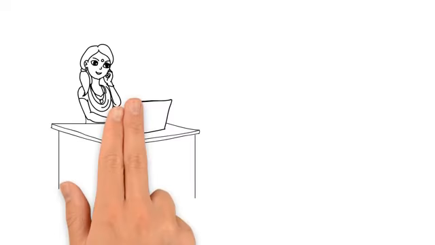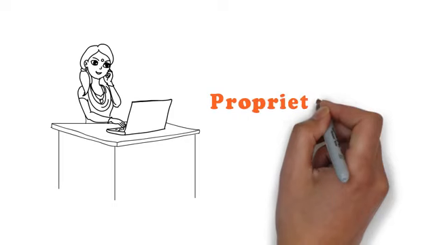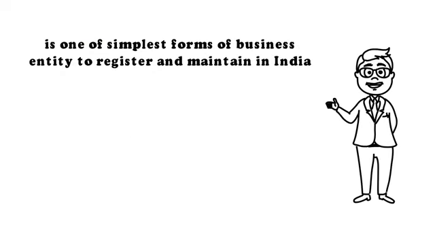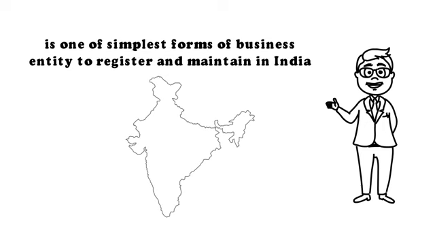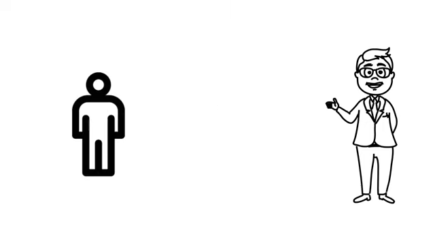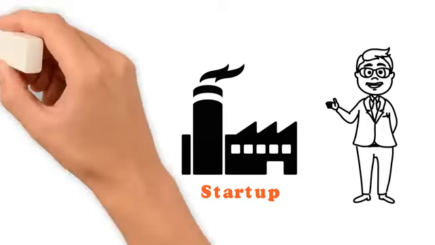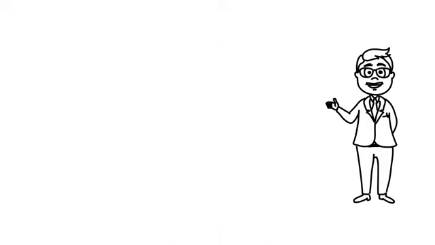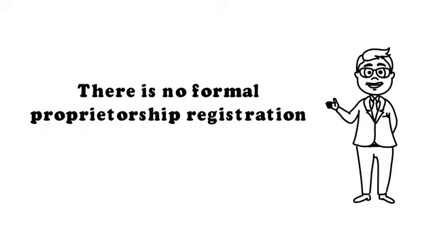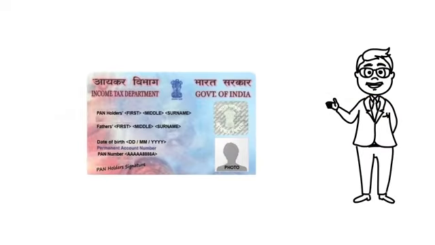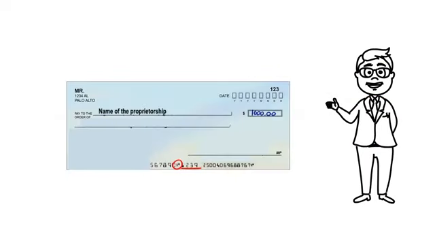1. Proprietorship is one of the simplest forms of business entity to register and maintain in India. A startup with a single owner on a small scale might choose this type of business. There is no formal proprietorship registration. To start a proprietorship, only a PAN number for the proprietor is required, along with a bank account in the name of the proprietorship.